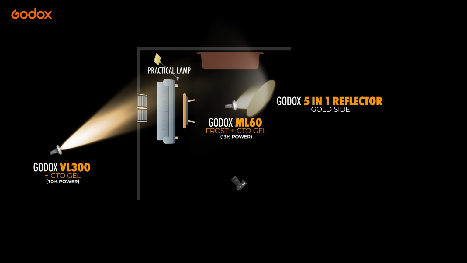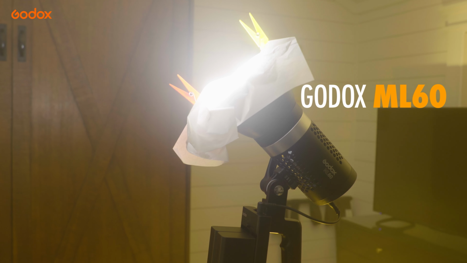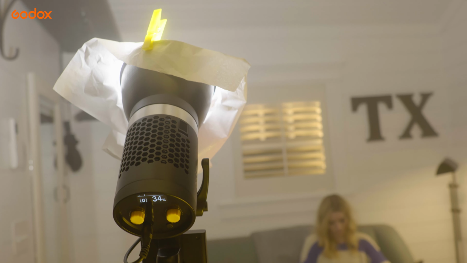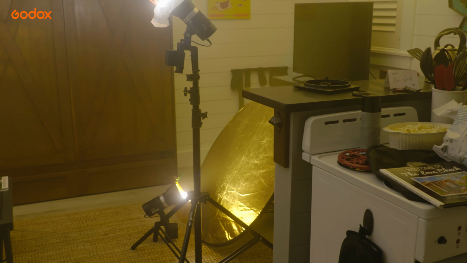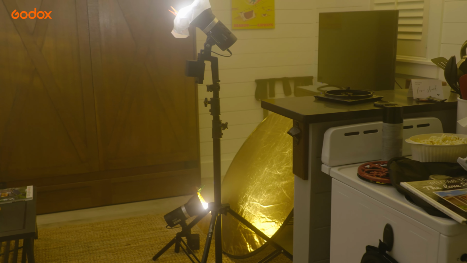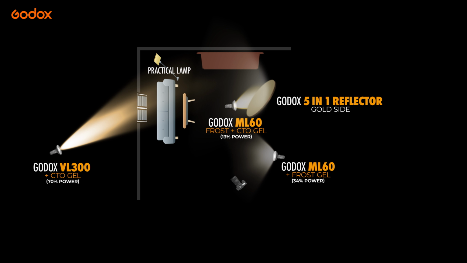I then used another Godox ML60 with a frost gel for added diffusion and to also add some daylight balance to the scene. This was used to bounce light off the ceiling to evenly distribute light throughout the room. This light was set to 34% power. I then added some atmospheric haze for the final touch.